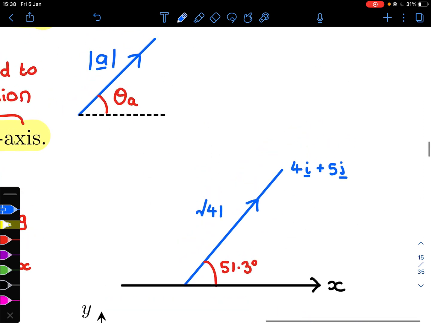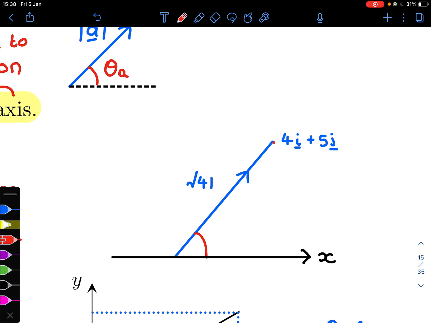I've drawn a rough diagram of 4i plus 5j. The answer's already there, I was meant to rub that out. There's my positive x-axis, and I want to find that angle. I can drop a vertical line down, and then this is my 4i and this is my 5j. I've created a right angle triangle, so this is all about trigonometry. If this is my angle, then this is my opposite and this is the adjacent, so I'm going to be using tan.